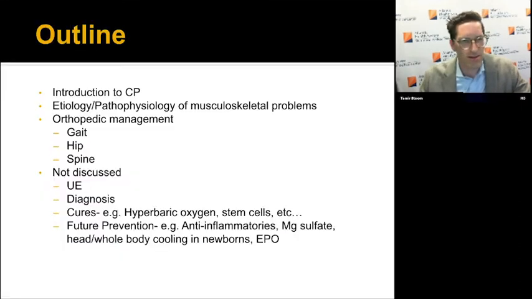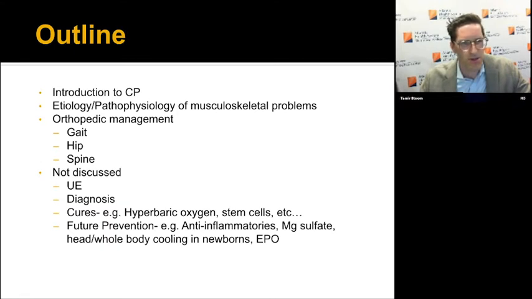So just a brief outline of tonight's talk. I'll start off with an introduction to CP. I'll discuss some of the etiologies and pathophysiology of the musculoskeletal problems that we treat and their orthopedic management. And I'll focus the talk today on gait, on hip deformity, and spine deformity.